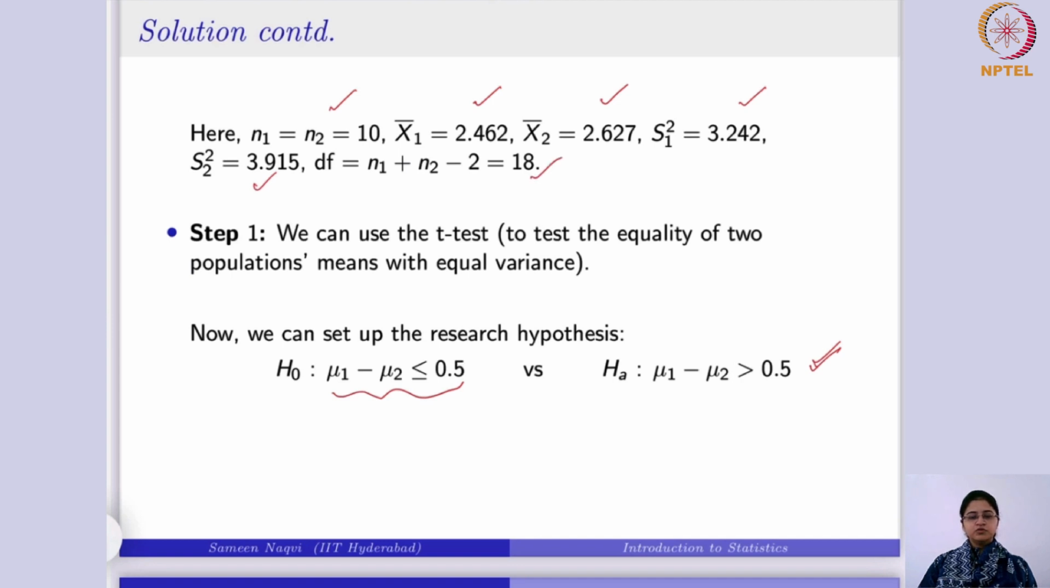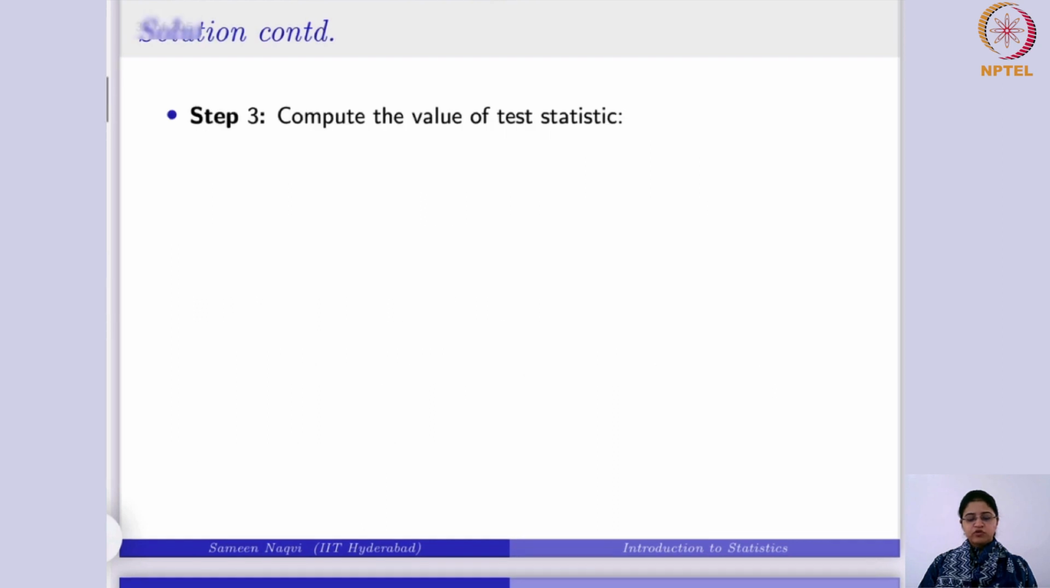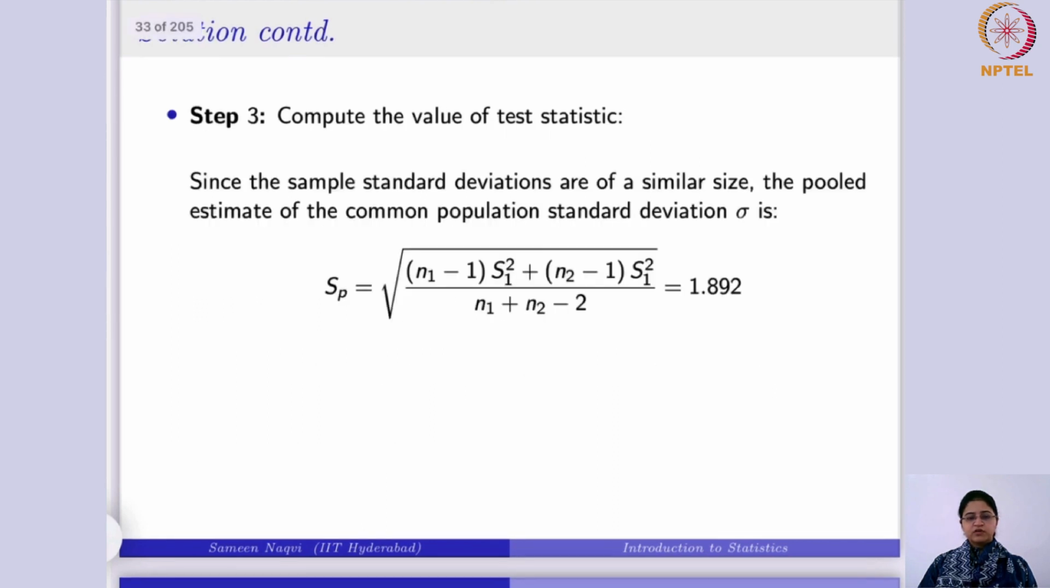Okay, so you can use the t-test that we used in the previous one to test the equality of the two population means with equal variance. Next, what you're given is your alpha, that is, the level of significance is given to us. Now we are going to find the test statistic. For the test statistic, what do we need?